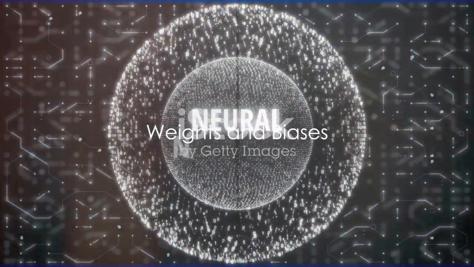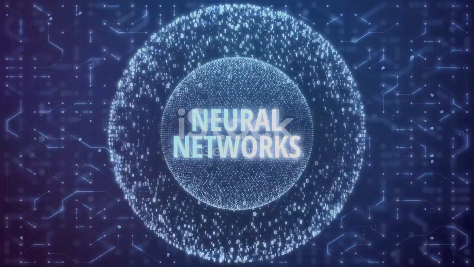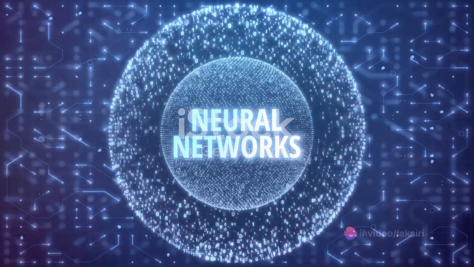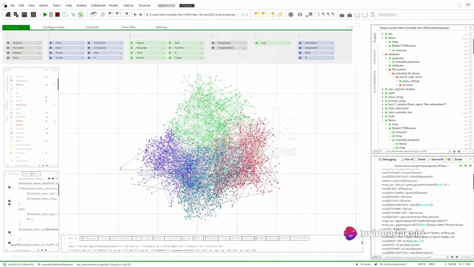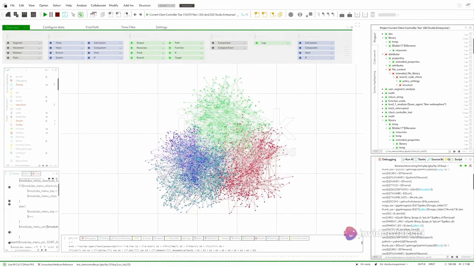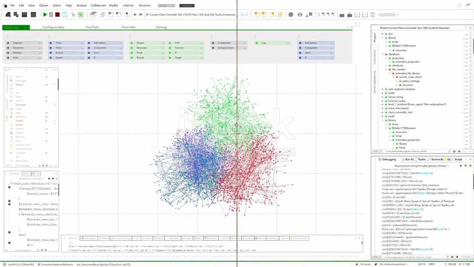These internal parameters that the network adjusts are known as weights and biases. Weights determine the importance of a given input, while biases allow for flexibility in fitting the data. By adjusting these values, the network can fine-tune its predictions.